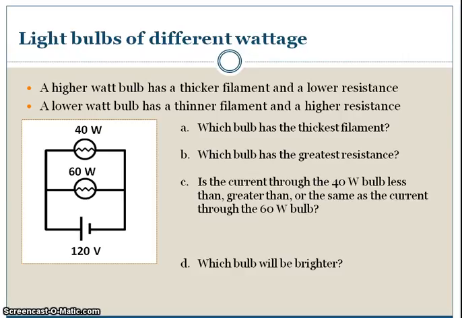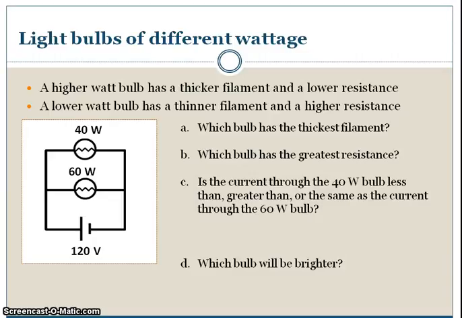Alright, so we're going to do some example problems in class, and you can see those in your workbook. But if you skip ahead a couple of pages, you see some information about light bulbs that have different wattages. A higher watt bulb actually has a thicker filament and a lower resistance, so it's easier for those charges to go through, and that's why it makes it brighter. But a lower watt bulb has a thinner filament and a higher resistance. This information is on your equation sheet, but let's just take a look at some of these questions.